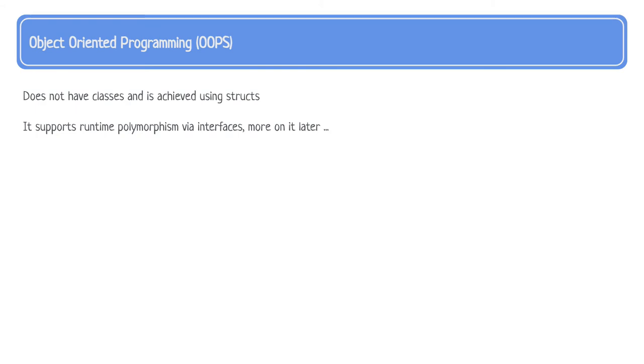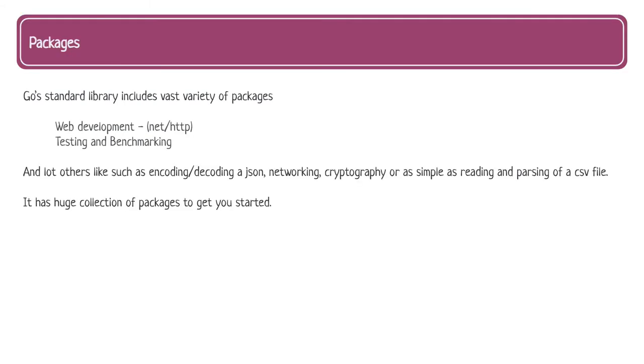Go also supports runtime polymorphism via interfaces, but more on them later. Go's standard library includes a vast variety of packages, notably net/http that comes with a complete HTTP implementation and is very handy when it comes to web development. A testing package to write tests and benchmarks for your code, facilitating test-driven development. And a lot of others such as encoding, decoding, JSON, network, cryptography, or as simple as reading and parsing of a CSV file. It has huge collections of packages to get you started.